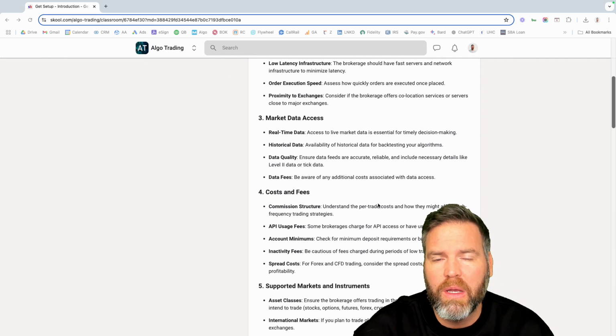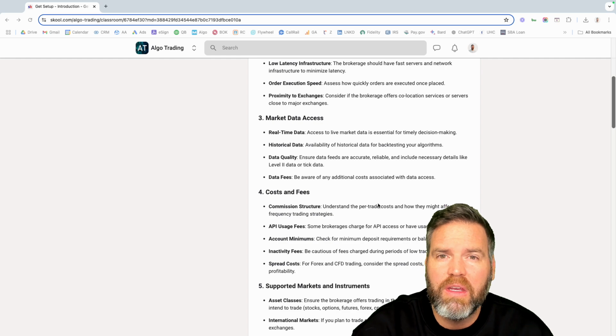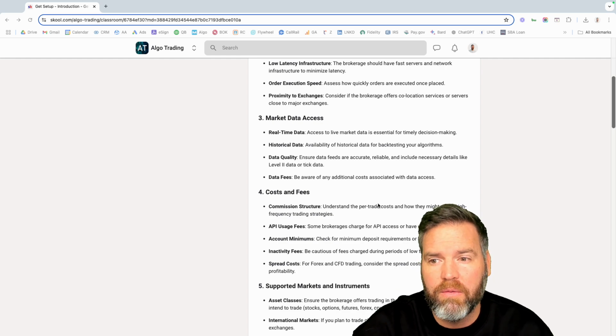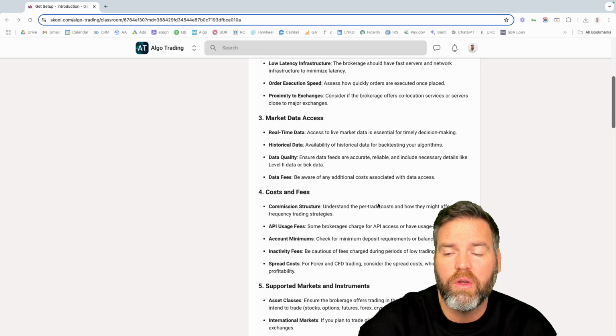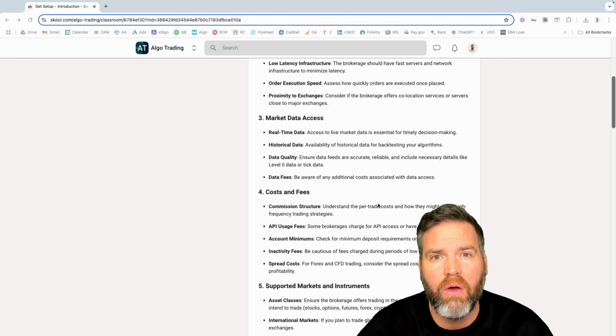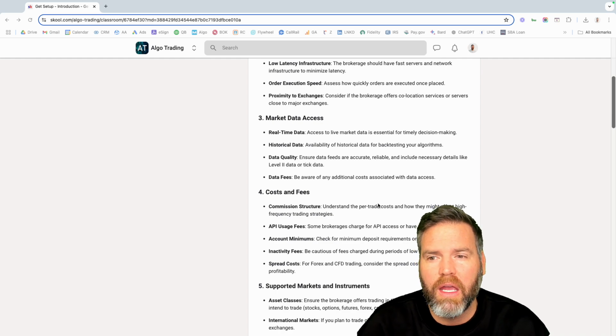Market data access is important, making sure that you have real-time data and that you also have access to historical data for all the instruments that you're trading. Some of these brokerages have very short bar windows for historical data. You can get 1 second, 5 second, 10 second. I primarily work on 1 minute. You want to make sure that you have access to all that historical data, because your algorithms are often going to be highly built on that data.